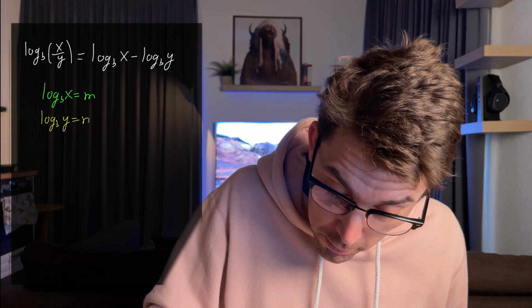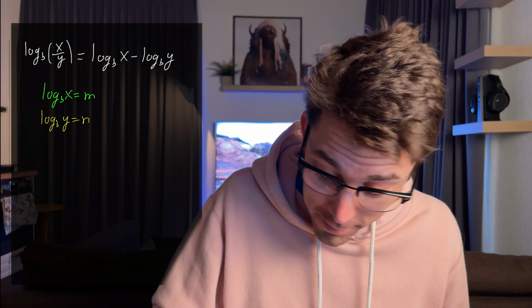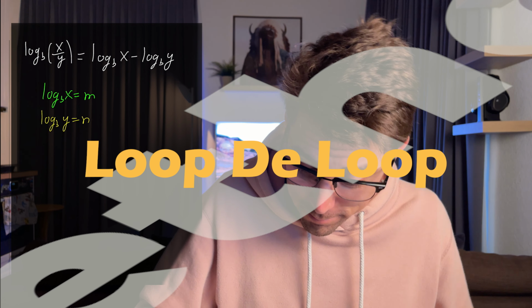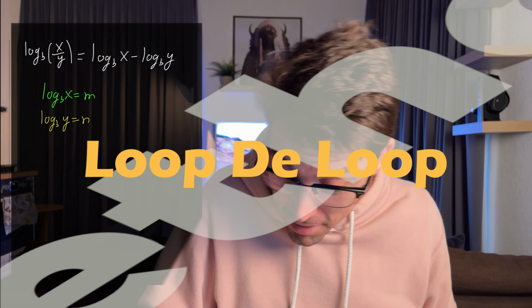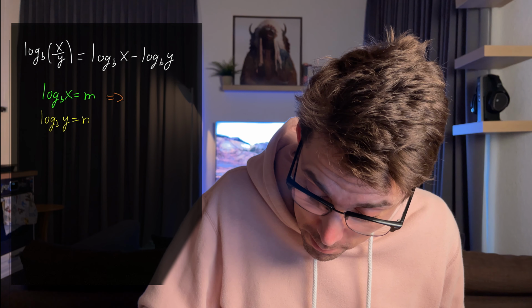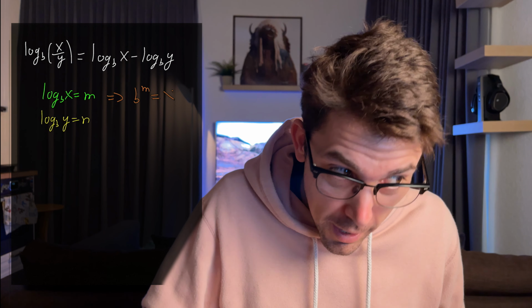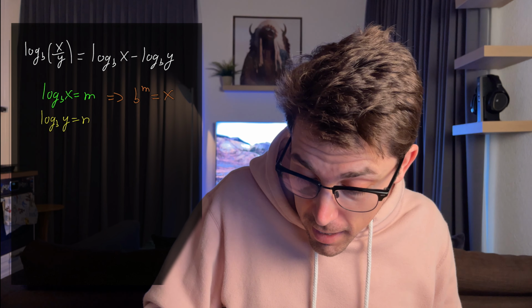So with my little loop-de-loop method, I guess, you could just say that b to the power of m is equal to x. And let's say that we do it for down here. We'll have b to the power of n is equal to y. Okay, so let me show you why I did that. This is the quotient property. So let's go ahead and start doing some quotients.